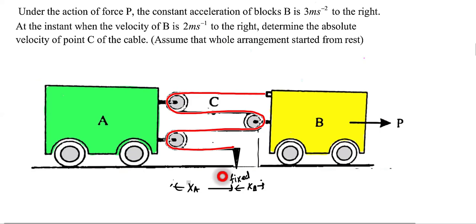Then how to define this length of the string? This part of the string, we'll choose from here. This length of the string will not change. So the length that will be changing is from here. This length of the string will be changing like this. Okay, fine. So we'll write down the constraint equation. XB from here. So this length will be how much?